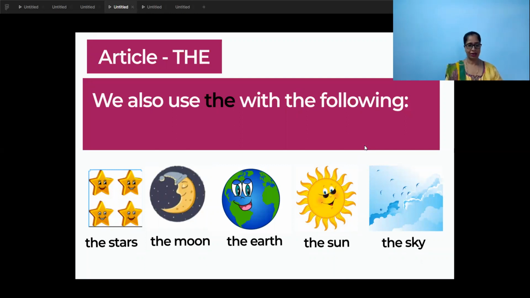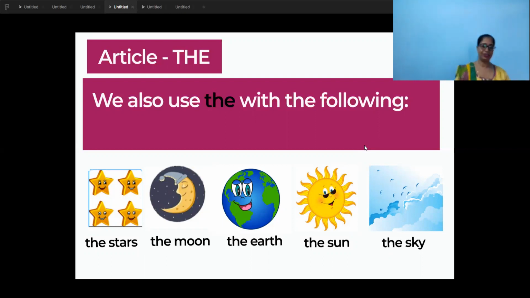Okay, that is, we use article the when we are talking about something which is one of its kind, जो पूरे दुनिया में एक ही एक है, like stars. So we will mention it as the stars. Moon, just one in the whole universe. The moon, the earth, the sun, the sky, because they are all one of its kind.